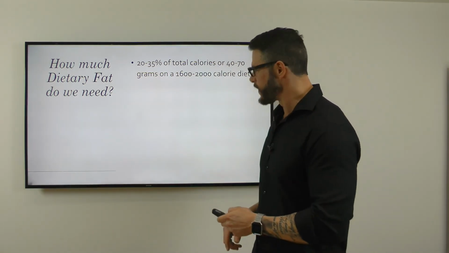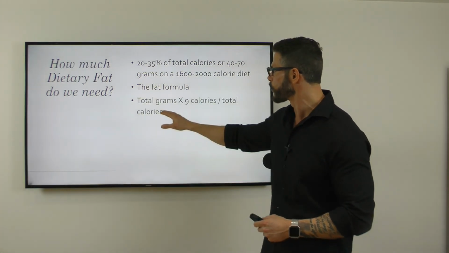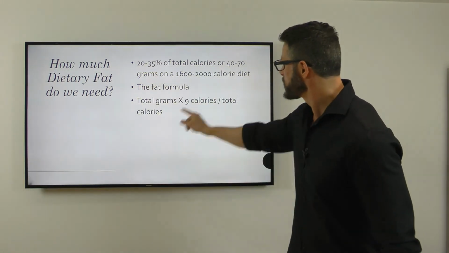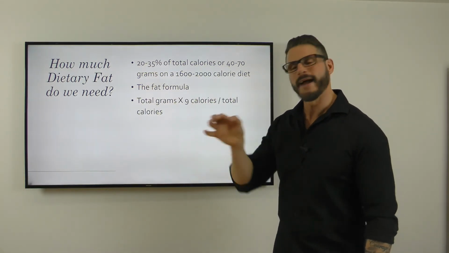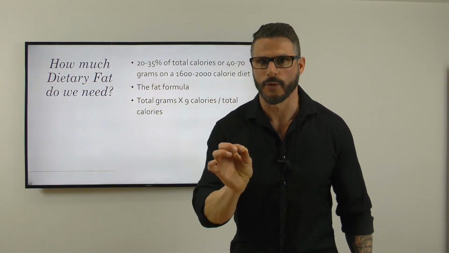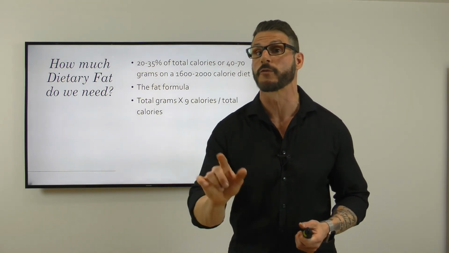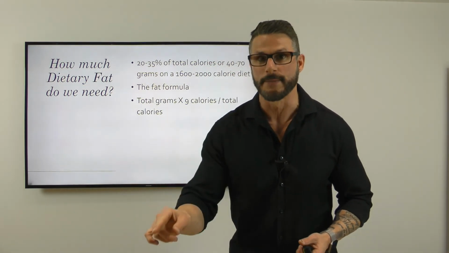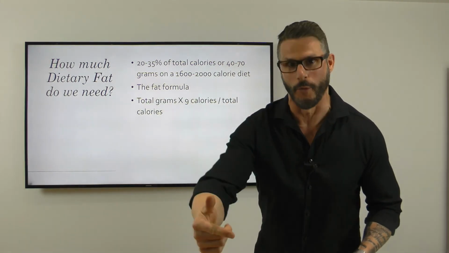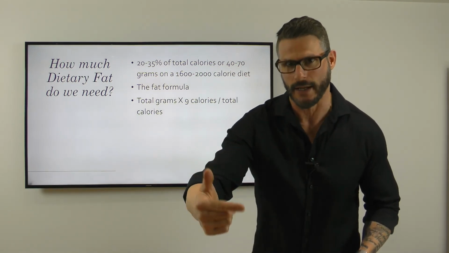In order to do this, it's pretty simple math. It's a fat formula. What you do is you take your total grams and you times it by 9 calories. This is important, this number right here. For every gram of fat, it is 9 calories. I don't know if that means much to you, but let's compare it to something you're familiar with. Carbohydrates and protein are 4 calories. So fat is double, okay?